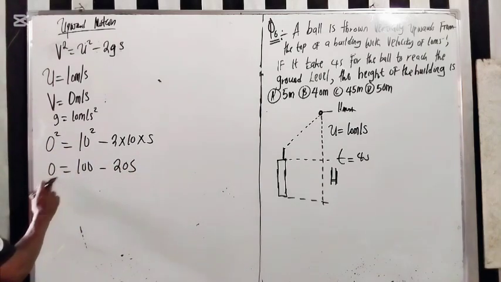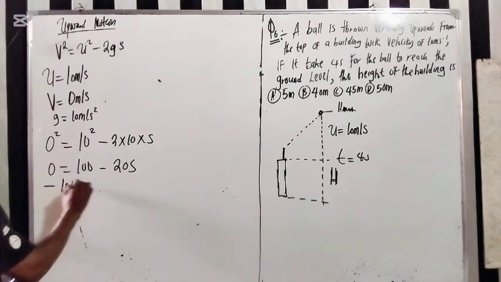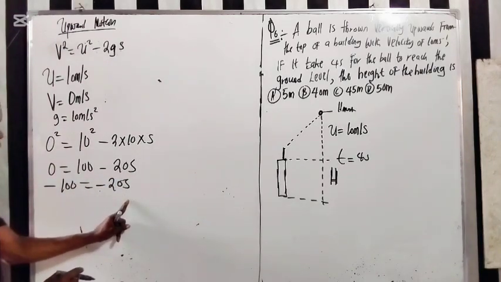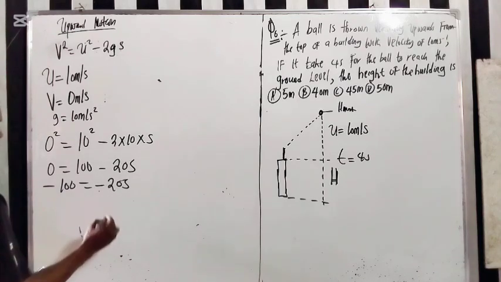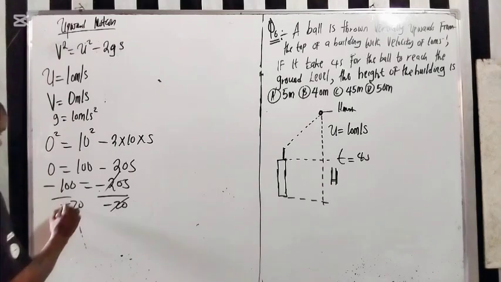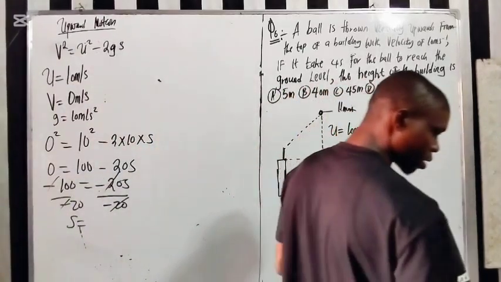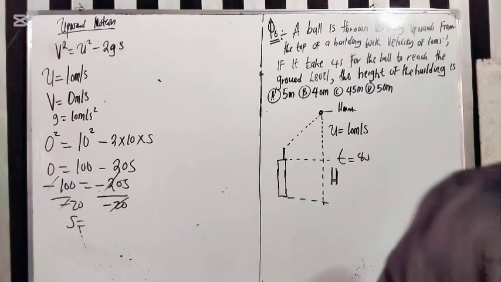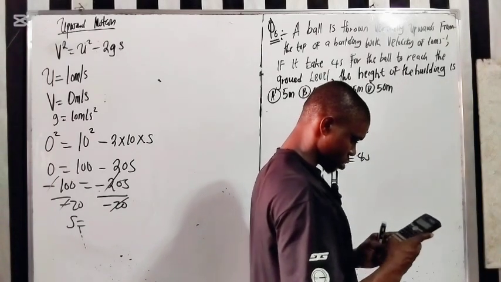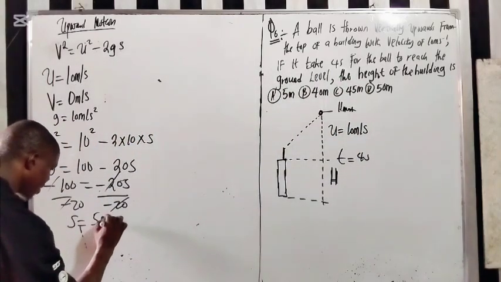Carry it to the other side, right? When you carry it to the other side, we're going to have minus 100 equals minus 20x. Can you see that? Divide both sides by 20. Do the calculation here. Then my x is equal to 5 meters. Do you understand?